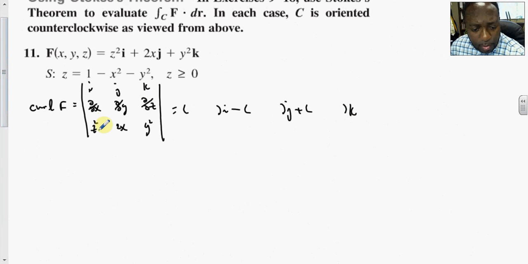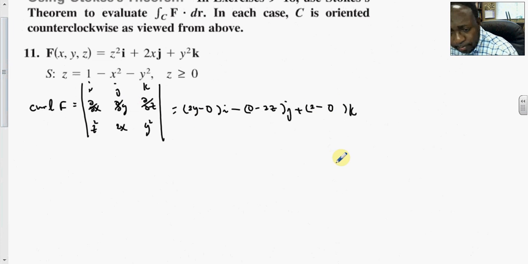So delete the ith row and column. That gives us the partial here with respect to y. That's 2y minus the partial of this term with respect to z, 0. Go to the jth position, delete the jth row and column. That's the partial of here with respect to x. That's 0. Then minus the partial of this term with respect to z. That's minus 2z. Go to the kth position, delete the kth row and column. So is this partial with respect to x? That's 2 minus this partial with respect to y. That's 0.